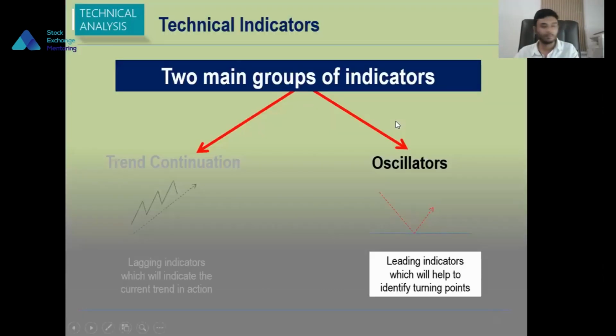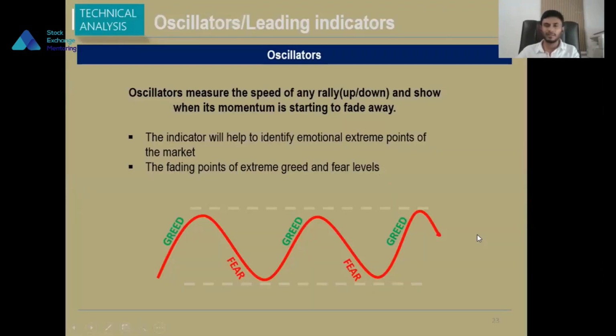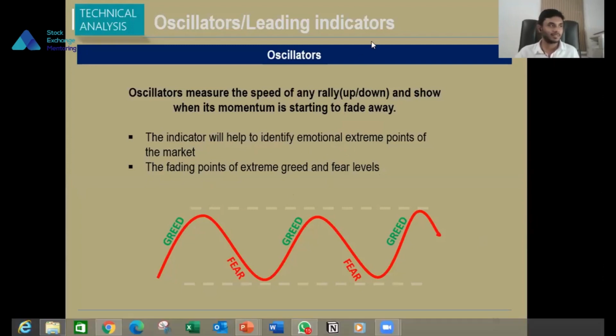So we have covered the trend continuation. Now I will cover the oscillator part. Oscillators are leading indicators which will help you to identify turning points of the market. Oscillators mainly help you to identify emotional extreme points. You know, the market is mainly driven by greed and fear sentiment.